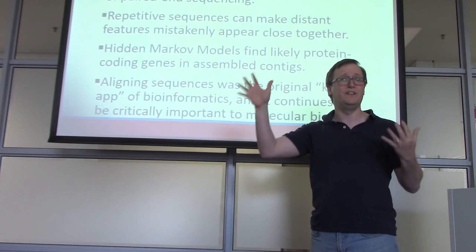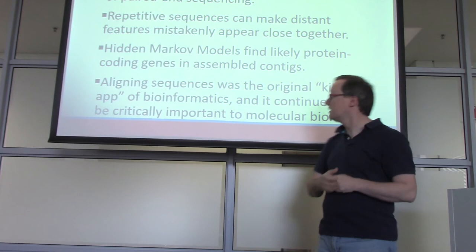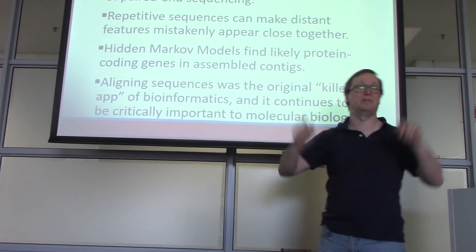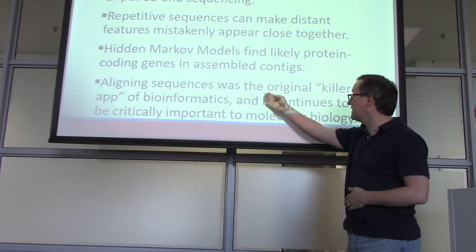So in the case of GENSCAN, we find that HMMs are very powerful for telling us where the protein coding genes are to be found in a long sequence. So HMMs are very good for that. Aligning sequences was the original killer app of bioinformatics. By being able to use BLAST, new biology suddenly became possible by making the ability to search through millions of sequences trivial. So that is a big deal. It continues to be critically important in molecular biology.